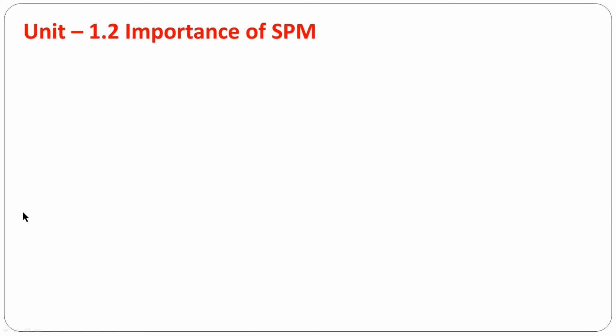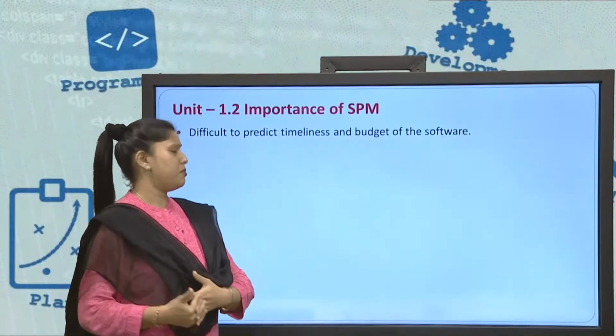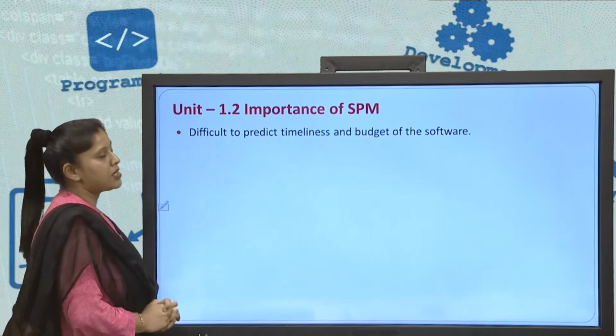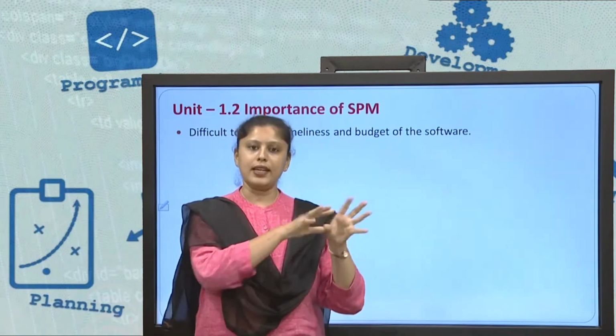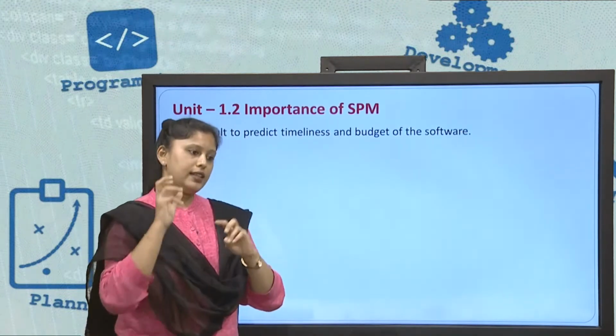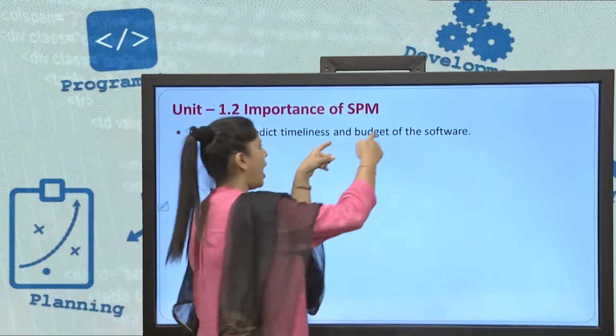Importance of SPM. Now what is the importance of SPM? Why do we need software project management? It is difficult to predict the timeliness and budget of the software. So the foremost thing I said is time, start time and end time. So that falls into timeliness, and I said that there is a finance incurred in software project management. So I need a budget.